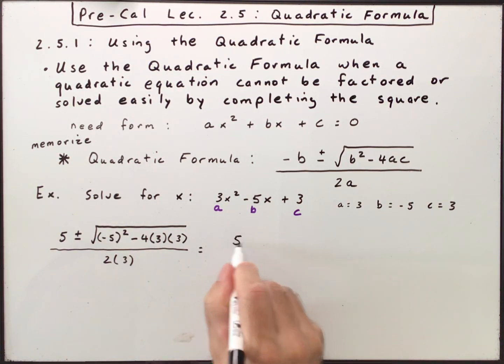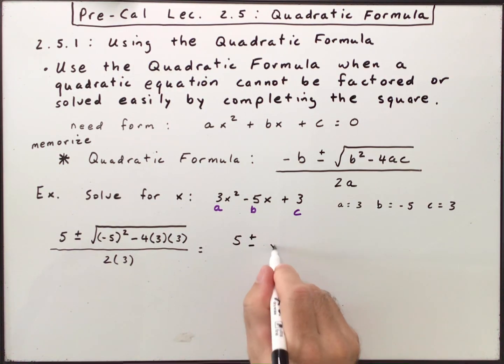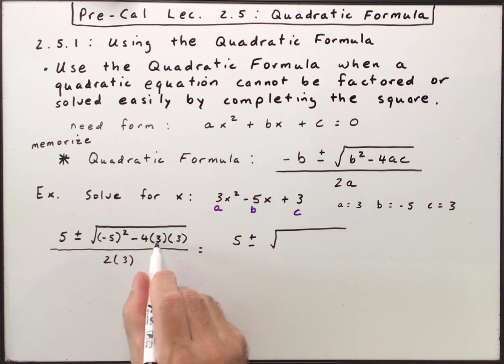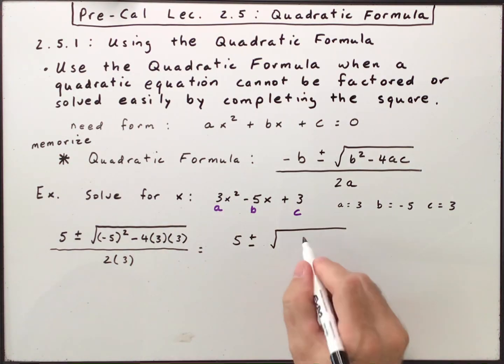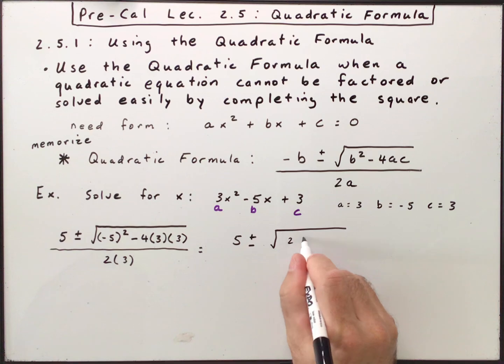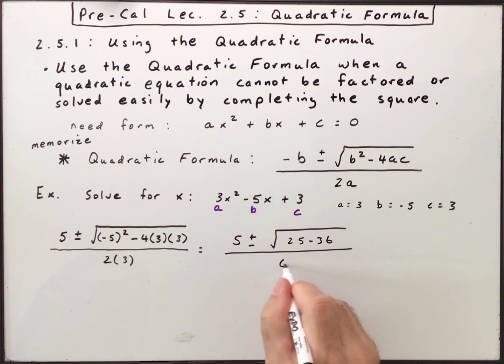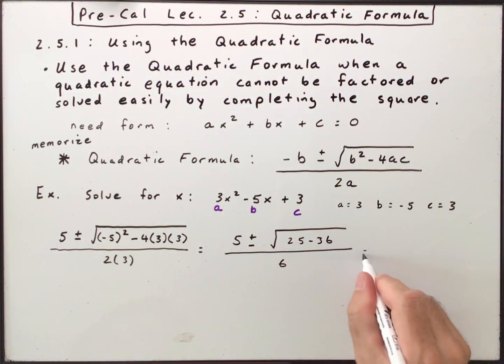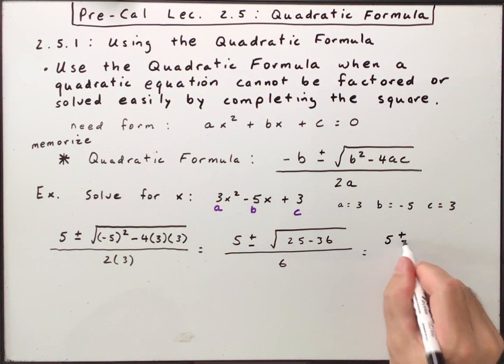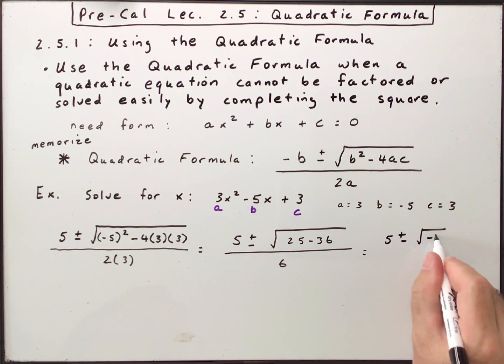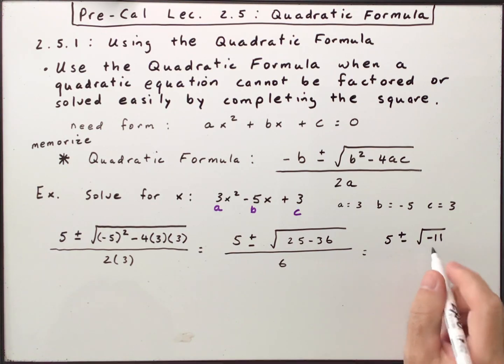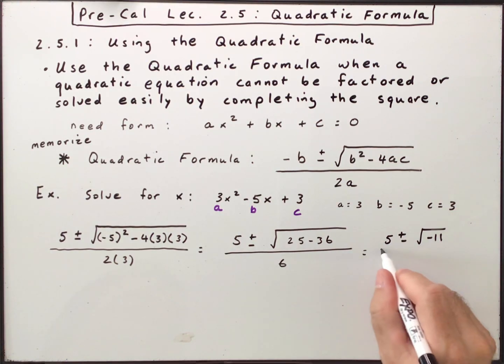So that's going to be 5 plus or minus the square root. 4 times 3 is 12, times 3 is 36. So negative 5 squared would be 25 minus 36 over 6. So that's going to be 5 plus or minus the square root of negative 11 over 6.